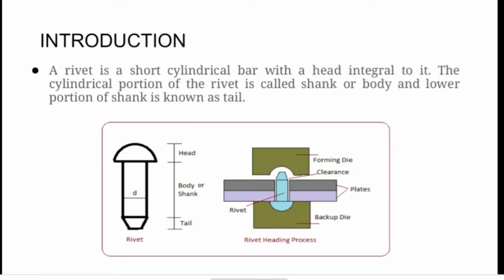So this is the intro of rivet. A rivet is a short cylindrical bar with a head integral to it, and the cylindrical portion of the rivet is called the shank or body, and the lower portion of the shank is called the tail. We can see two diagrammatic representations of a rivet. One is the rivet body and shape, another one is the rivet ending process. In the left side diagram we can clearly understand the topmost portion of the rivet is called the head, the middle portion is called the body or shank, and the ending portion is called the tail. This is the shape of a rivet.